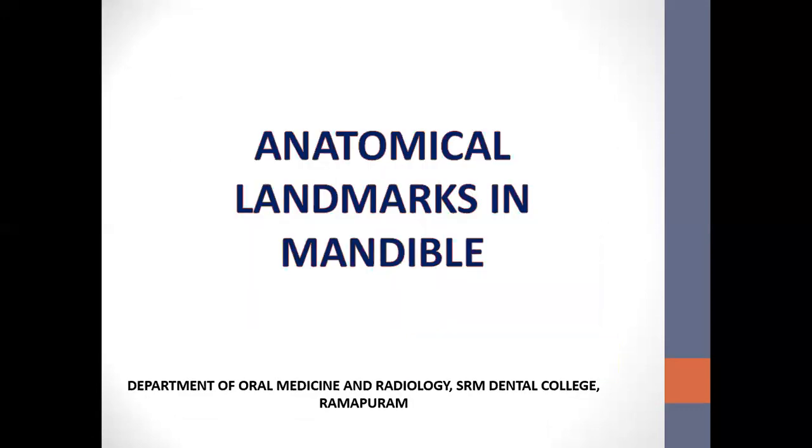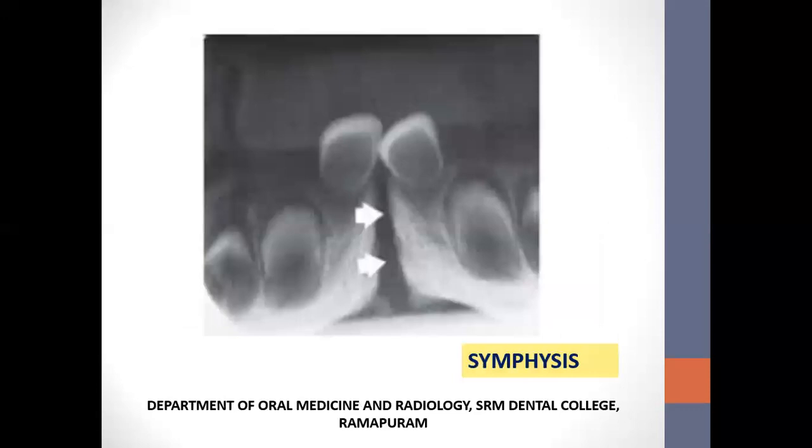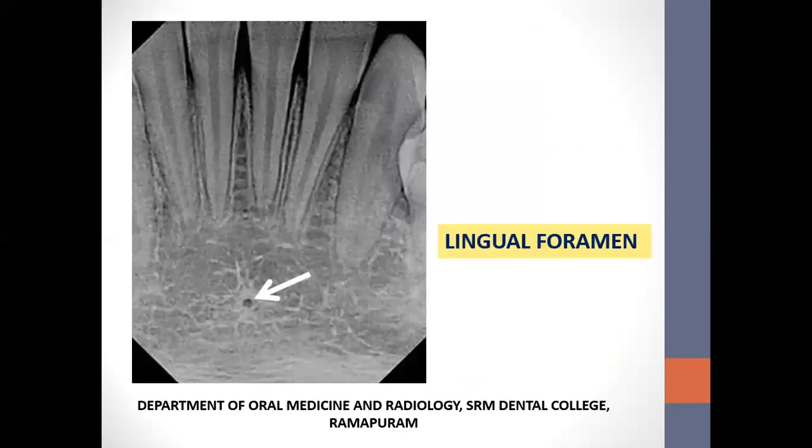Coming to anatomical landmarks in the mandible, the first we have here is the symphysis. Radiographs of the region of the mandibular symphysis in infants demonstrate a radiolucent line through the midline of the jaw between the images of the deciduous central incisors. The suture closes in the first year of life, after which it is no longer radiographically apparent. So this is an infant radiograph showing the symphyseal suture.